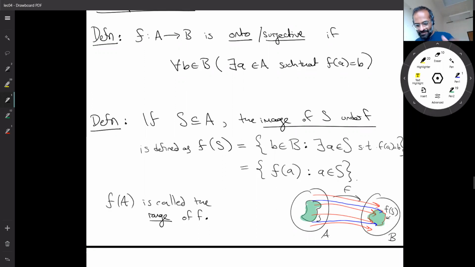But okay, let's now try to apply this. So that's the difference between the range and the codomain. The range doesn't have to equal the codomain. The range can be a strict subset of the codomain. So does that answer the question?